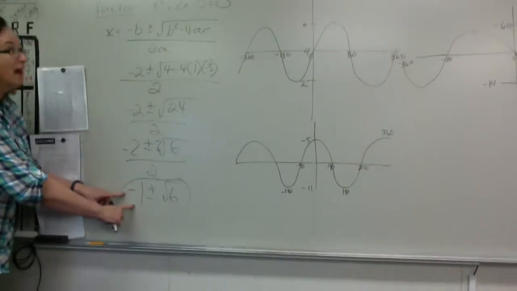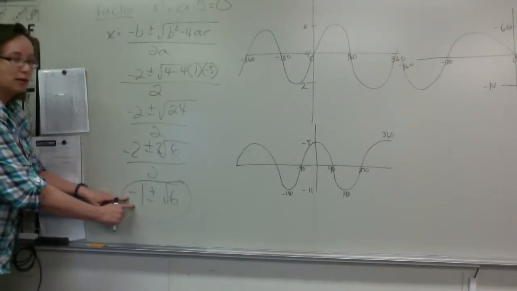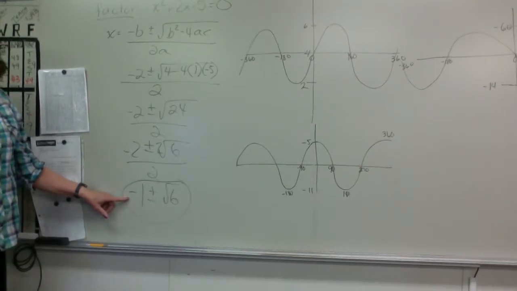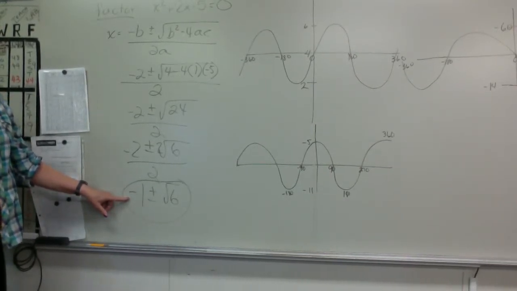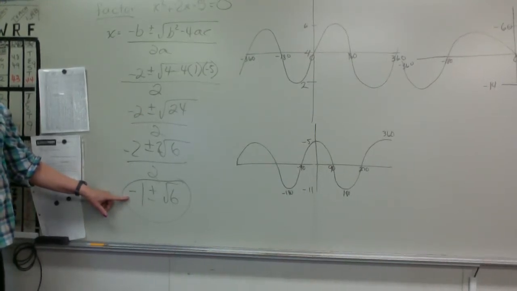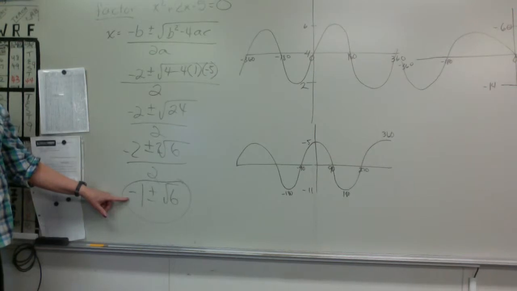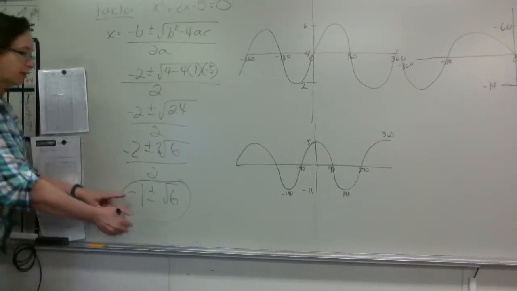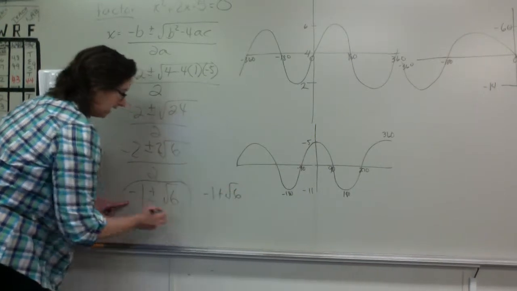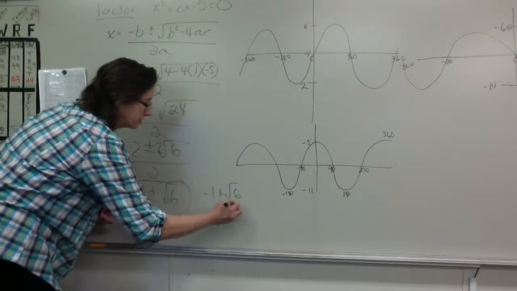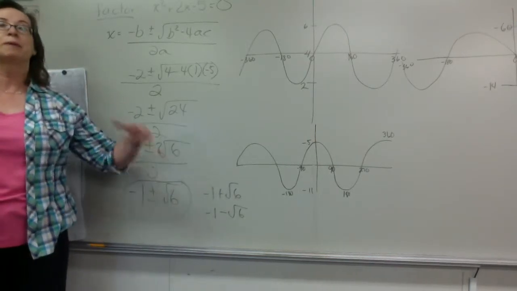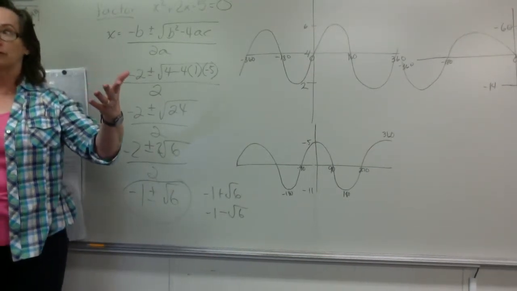All right, so now that I've got these, how am I going to make the factors? How am I going to make the factors? X equals negative 1 plus or minus square root of 6. Okay, now this is the x, right? So x is negative 1 plus the square root of 6. X is negative 1 minus the square root of 6. Is that what you're saying? Okay, so we have two x's. How do we make the factors? We're supposed to factor this thing.